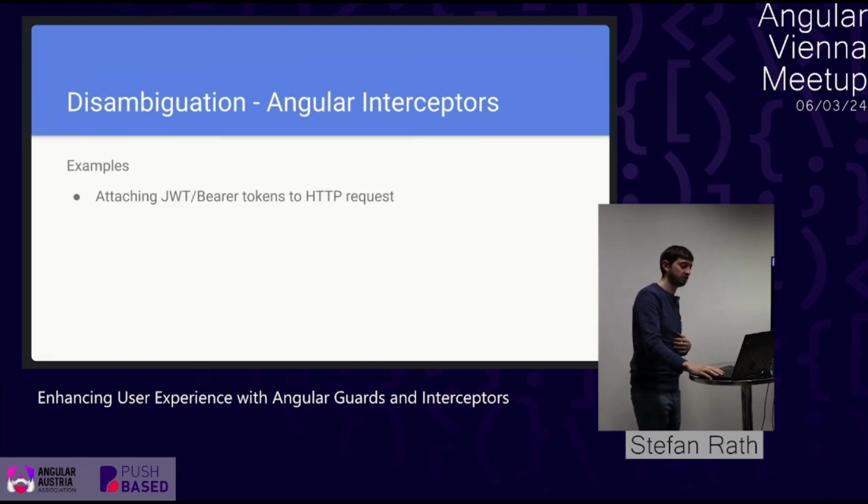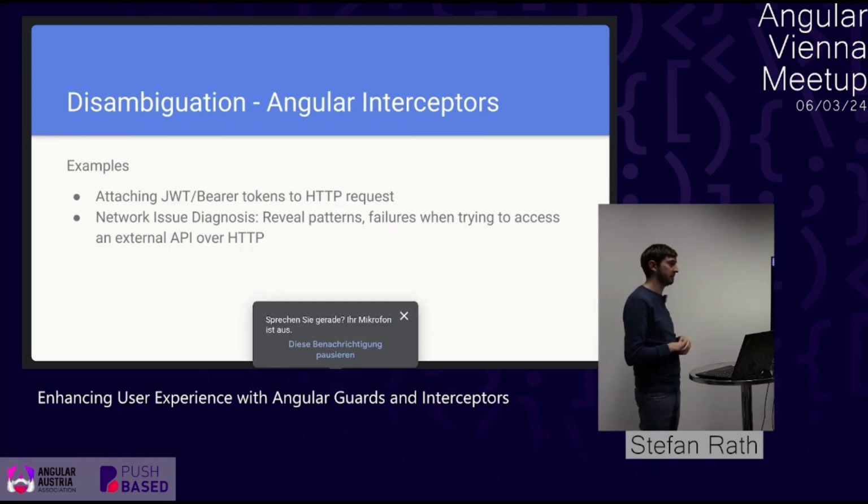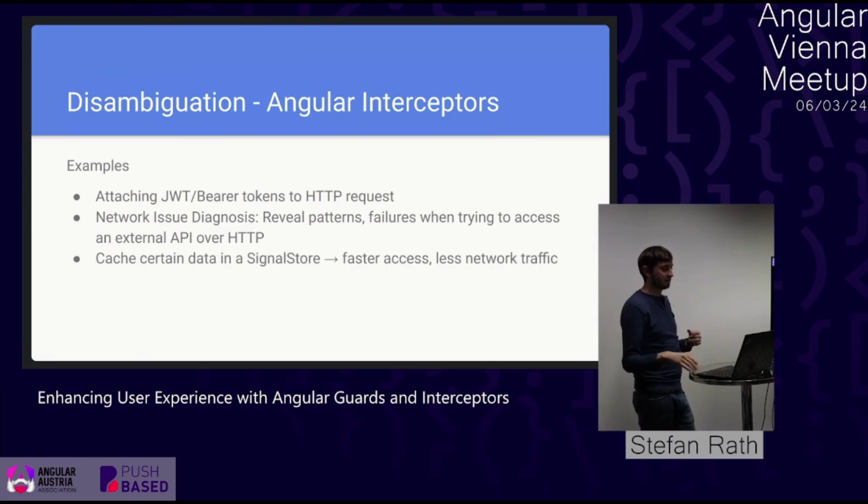Examples: attaching the JWT or bearer tokens to a request, and network diagnosis, revealing patterns and failures when trying to access an external API. You might have a great monitoring tool, but if a route doesn't even exist, your monitoring tool might not even catch that the front end does something extremely wrong. Or caching certain data, maybe in a signal store. I haven't used a signal store in my example, because I will be learning about signal store in 1 hour. So let's see if I should rewrite my demo app.